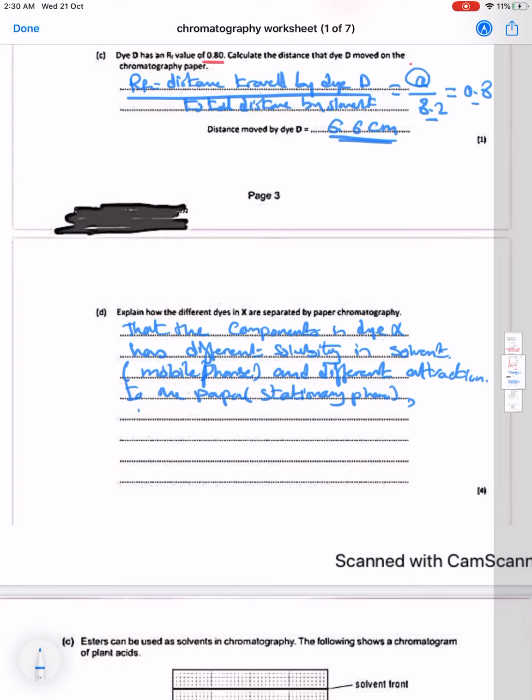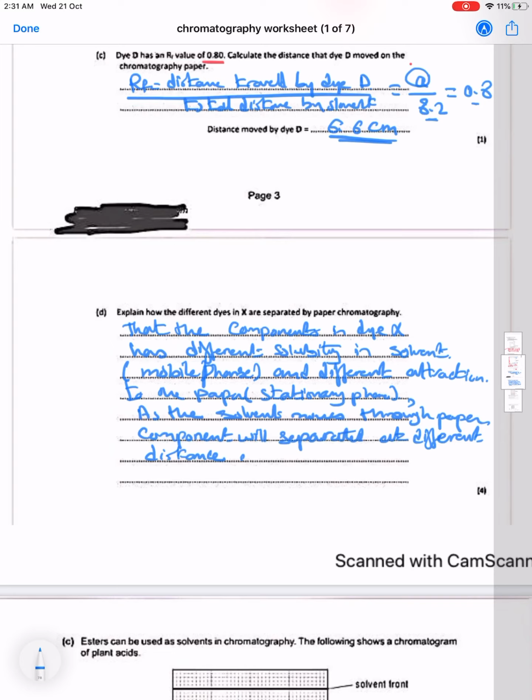Okay, as the solvent moves through the paper, the components would be separated at different distances depending on how soluble they are in the solvent and how well they are adsorbed on the paper. So they will be separated at different distances.